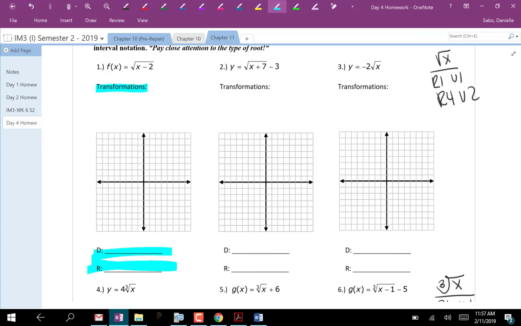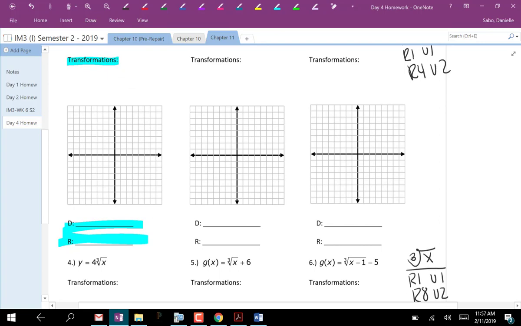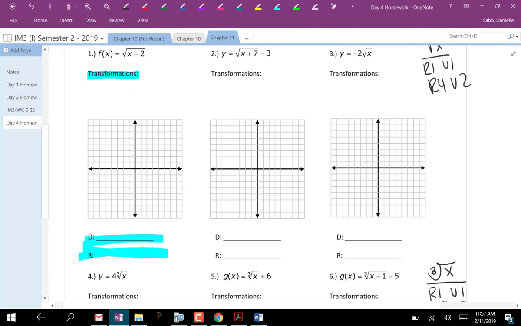If you want to check your answers, you're more than welcome to. Still got 10 minutes. If you have questions, let me know. The only ones that are affected by the pattern are number 3 and number 4. Number 3 and 4, you'd have to adjust your pattern.